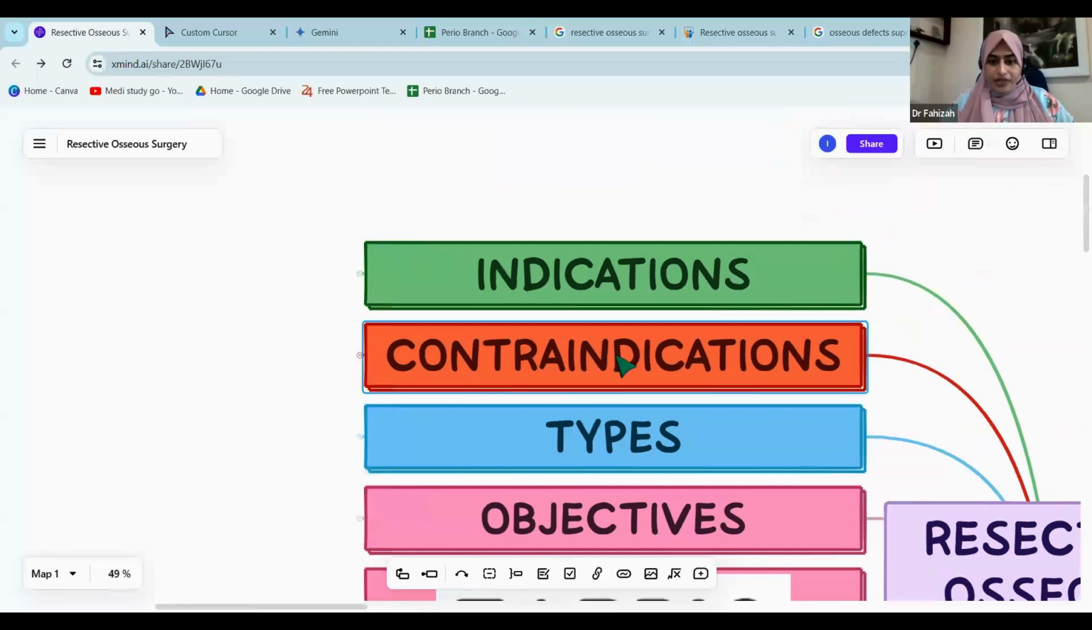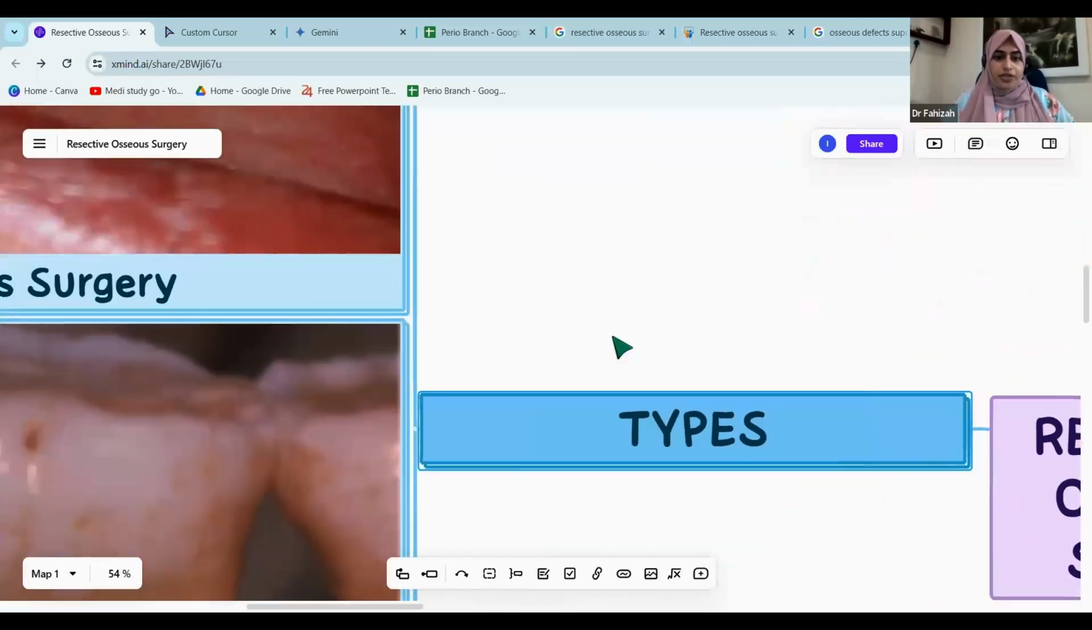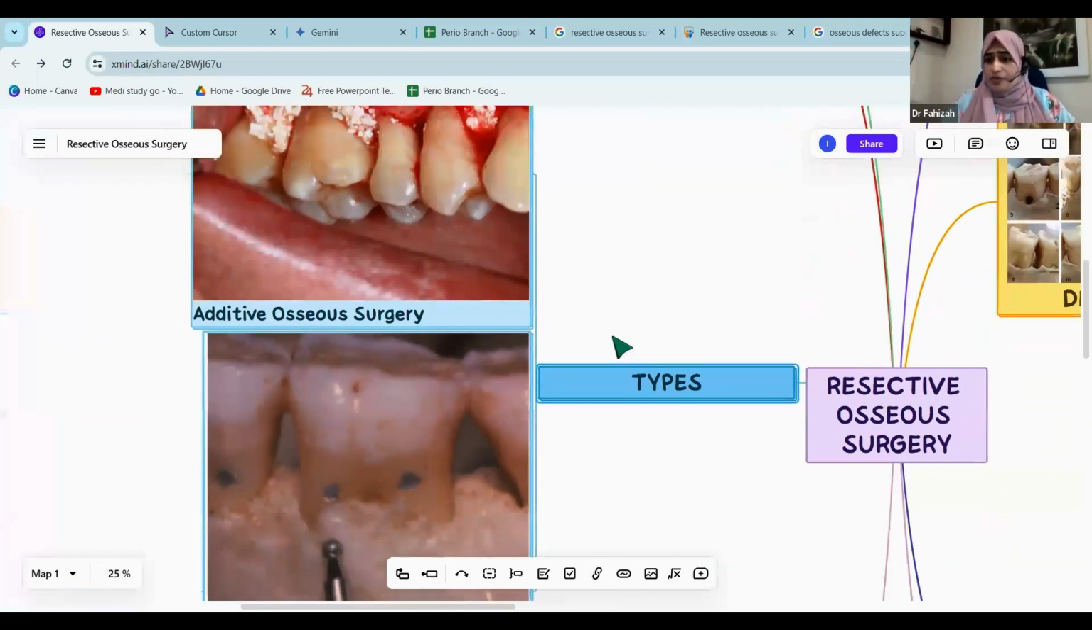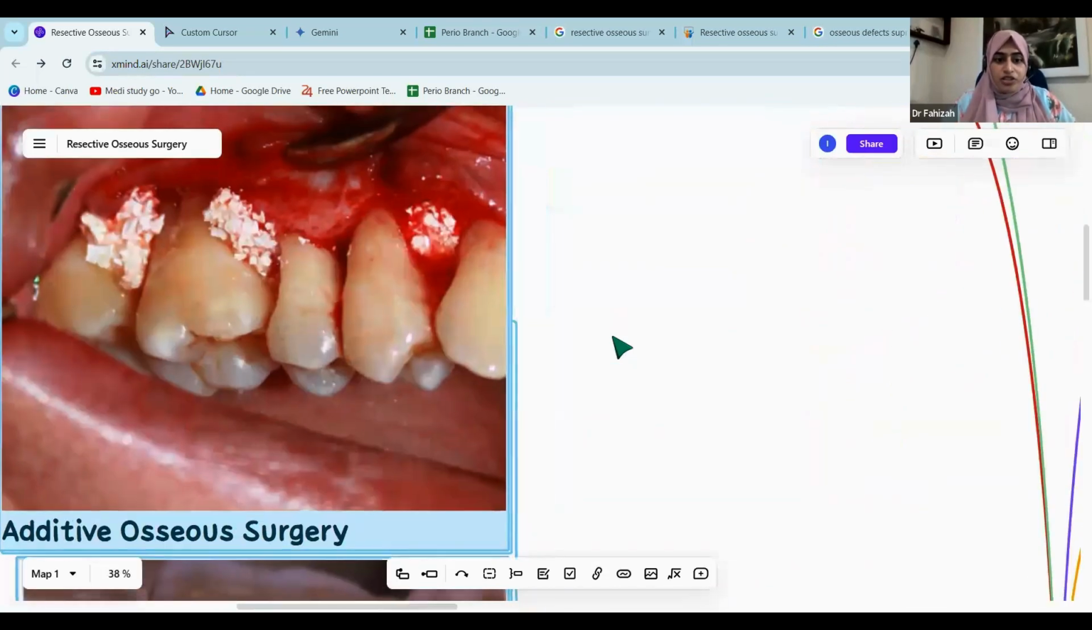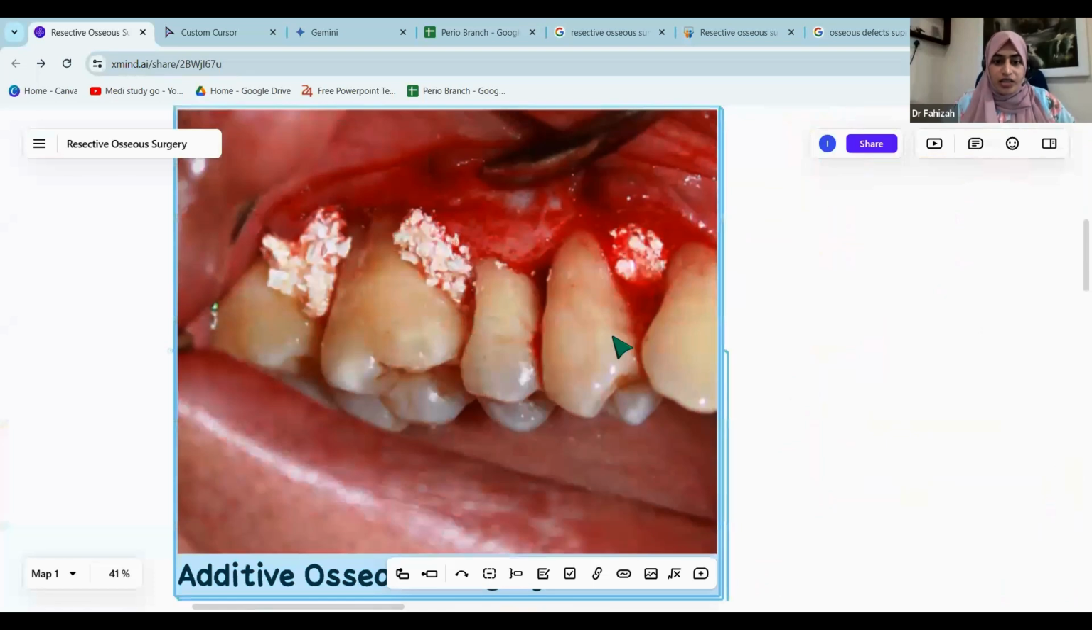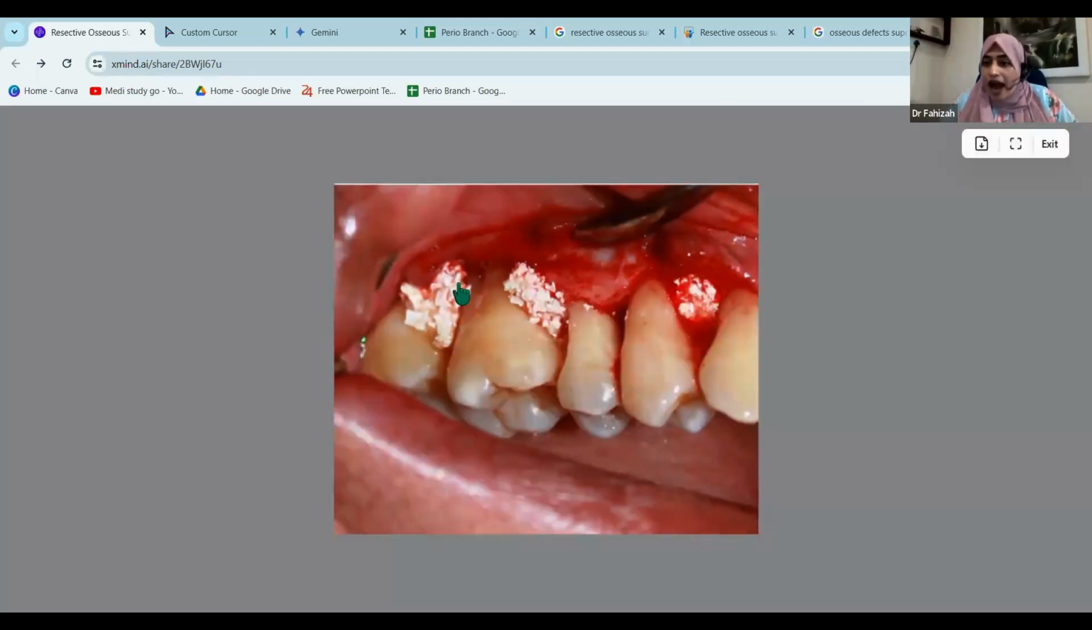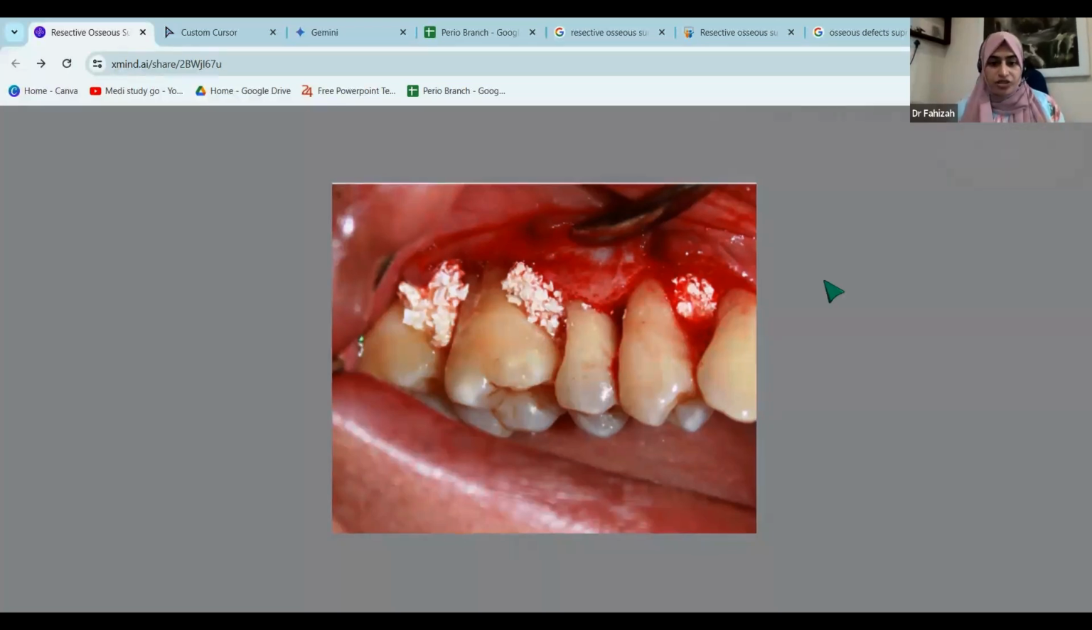Coming to the different types, let's talk about the different types. So we have two types of osteosurgery, broadly classified. We have additive osteosurgery. Additive osteosurgery is adding the bone graft. Can you see the bone grafts being added over here? As you can see from the name itself, it's regeneration of the bone which is happening. So that becomes additive osteosurgery.